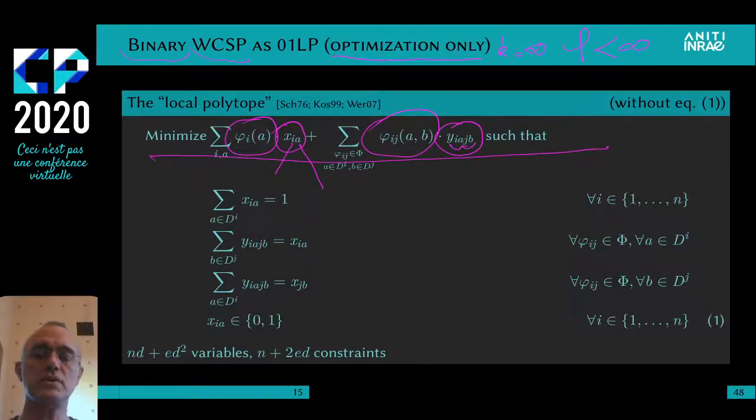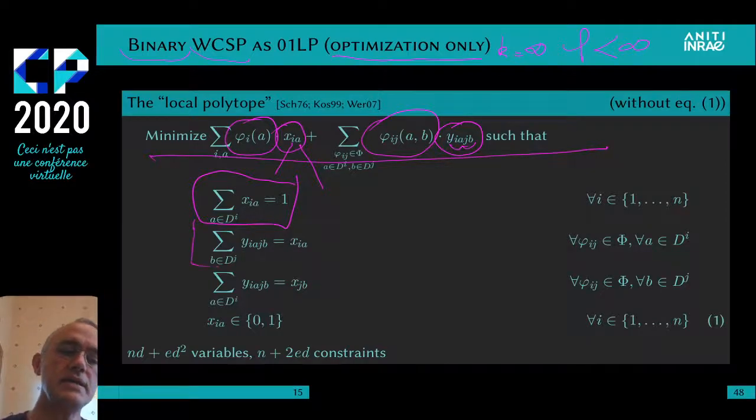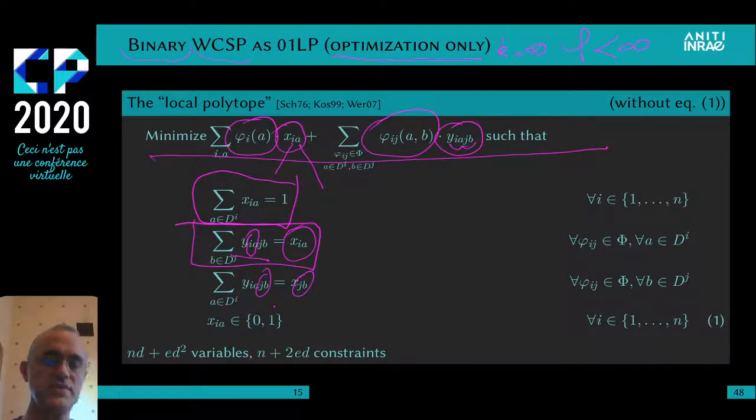Now, what are the constraints? You must use exactly one value per domain. This is direct encoding in some sense. And then if you use a pair, you must use the left part of the pair, of course, to be consistent, and the right part of the pair also to be consistent, and vice versa.